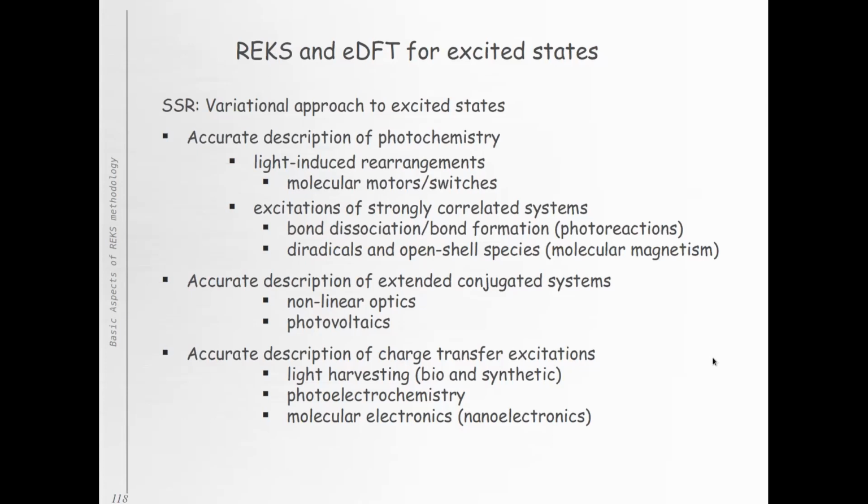Could you wrap this up? I think that I can wrap it up. So basically, I can summarize that REKS for excited states is a variational approach to describing excited states, which provides an accurate description of various phenomena in photochemistry. So that would be probably the shortest wrap up I have ever had. Right, and at this point, I would like to thank you for your attention and stop with my presentation.